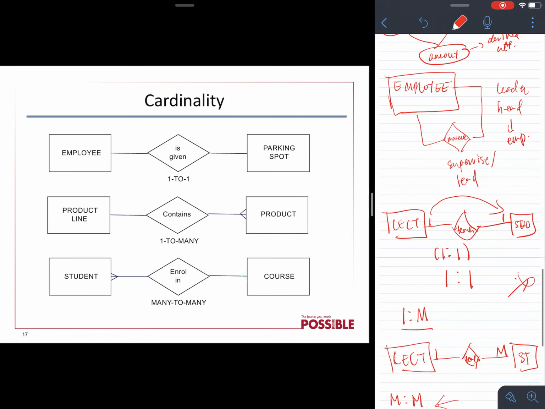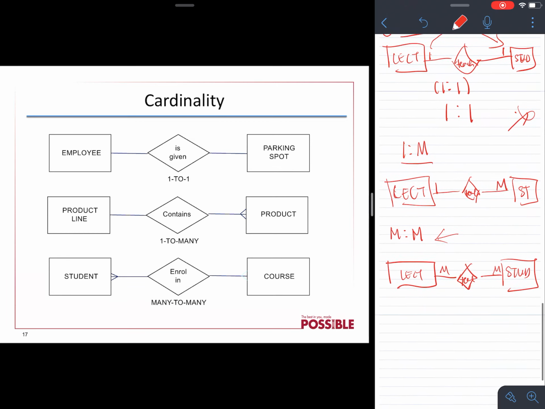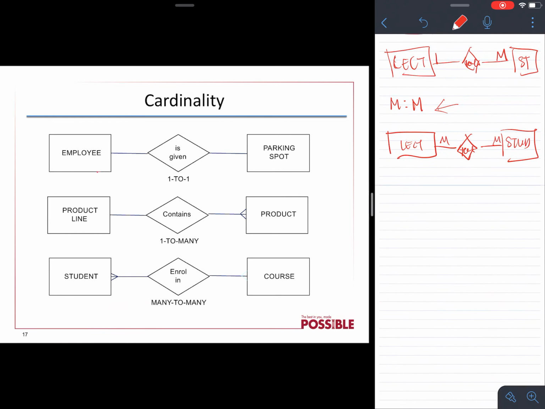This is the fourth element of ERD, cardinality. In this example, employee has a one-to-one relationship with parking spot. It means that one employee is given only one parking spot. Or one product line contains many products. Or many students enroll in many courses.